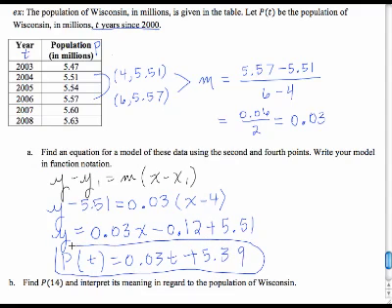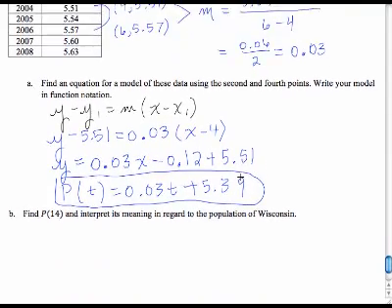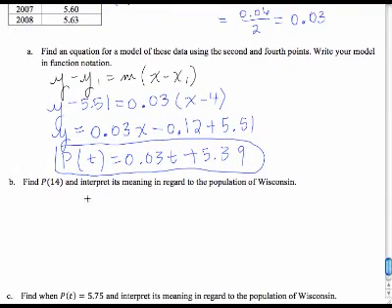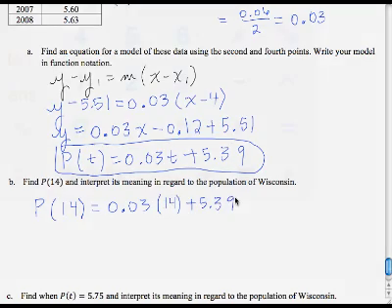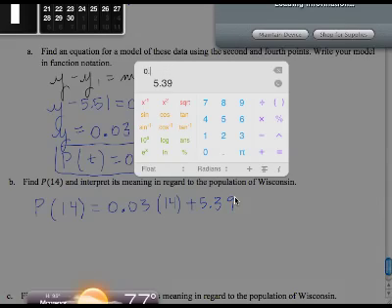There. Okay, let's find P of 14 and interpret its meaning in regard to the population of Wisconsin. P of 14 means replace this t by 14 everywhere over here. So 0.03 times 14 plus 5.39. So 0.03 times 14 is 0.42. Plus 5.39 is 5.81.